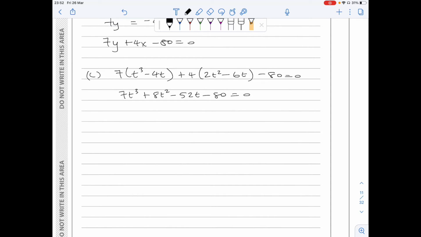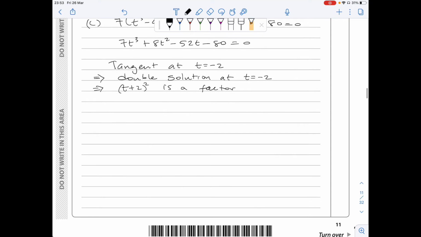Now, I know there's a tangent at t equals minus 2, so there is a double root of this equation at t equals minus 2, which means that (t plus 2) squared is a factor of this equation. So I can proceed with the long division to find the third factor.